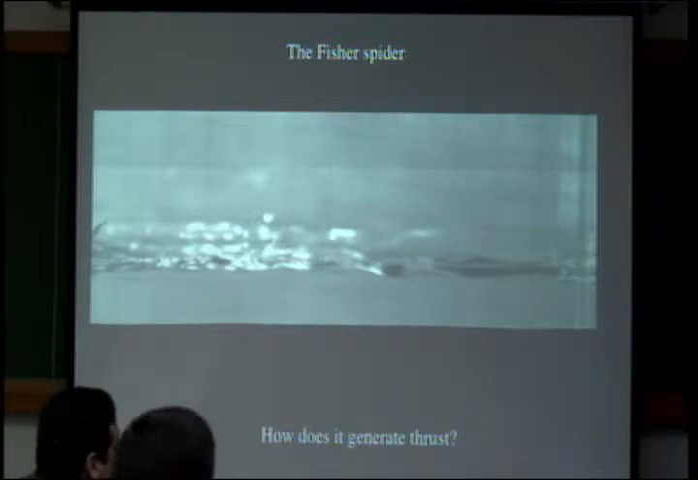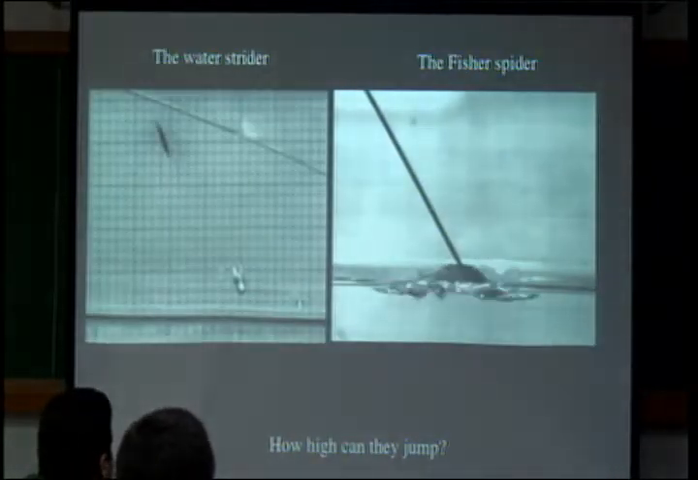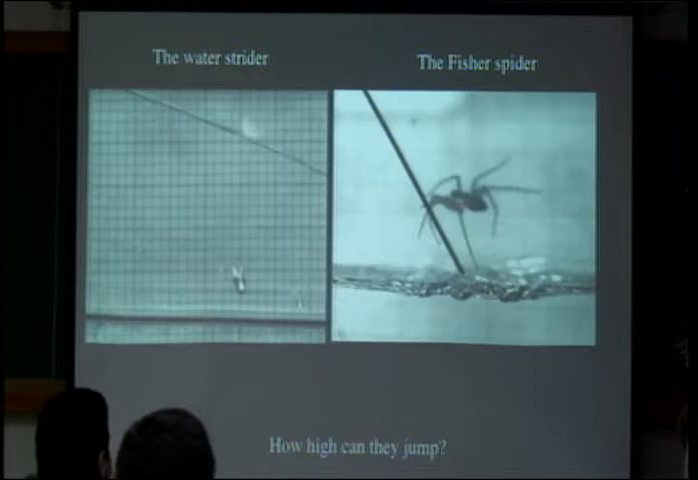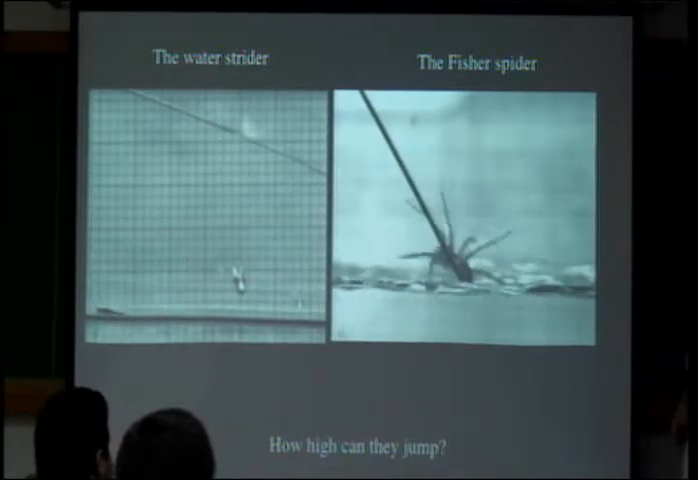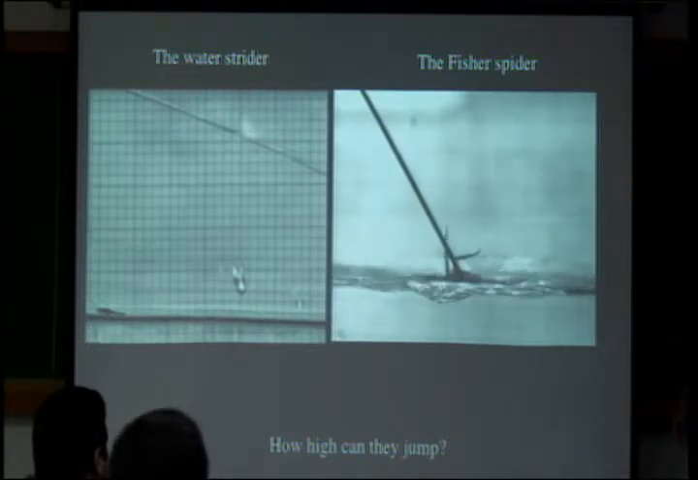So they're basically exploiting surface tension for propulsion. So here they're jumping off the free surface. How high can they jump? Can we rationalize this? Is it different from the height they can jump to off dry land, or is it the same?